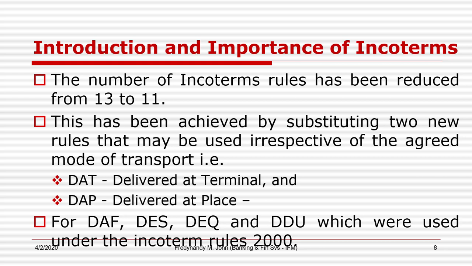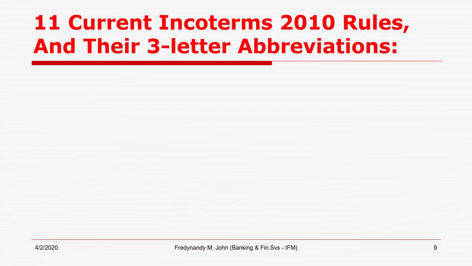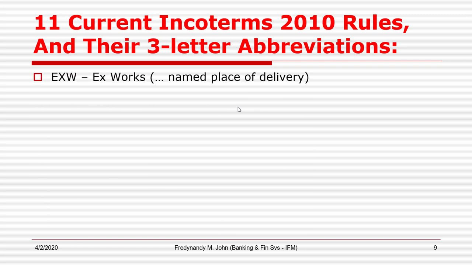These 4 INCOTERMs were there during the use of INCOTERMS Rules 2000. However, right now, as we speak, they are no longer functioning. So now let's focus our discussion on the 11 INCOTERMs according to the INCOTERMS Rules 2010. The first INCOTERM is known as Ex Works, abbreviated as EXW.